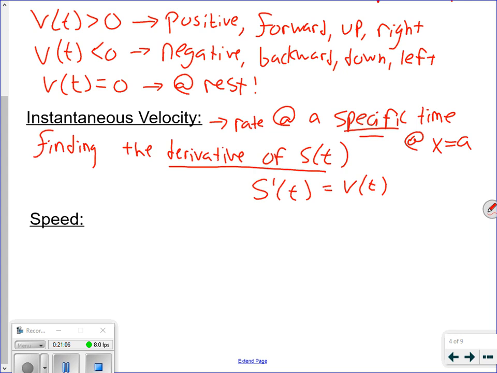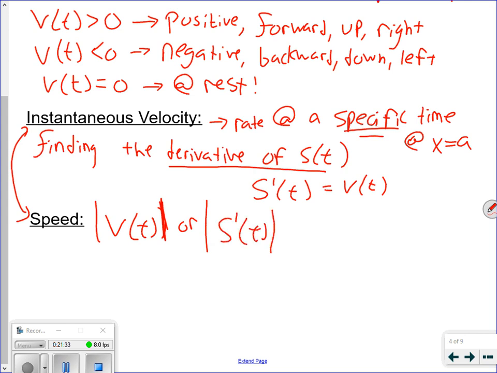Now, again, we'll talk more about this later, but speed and velocity are pretty much the same thing. It's just that speed is a value that doesn't have direction associated with it. So velocity can be positive or negative. That means you're going forward, backwards, or whatever. Speed is just how much you're changing by without direction. So another way of saying that is the absolute value of v of t, or the absolute value of s prime of t, which are the same thing.